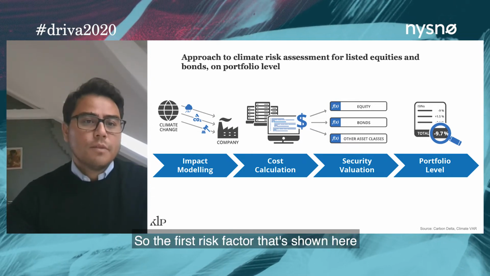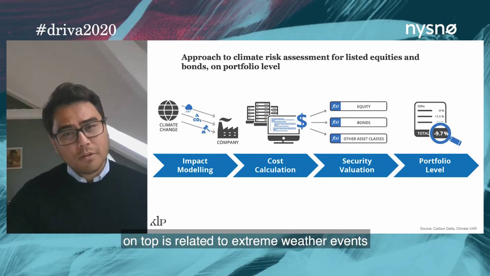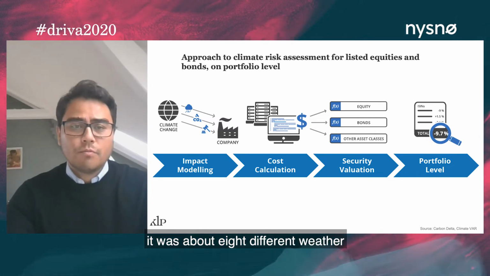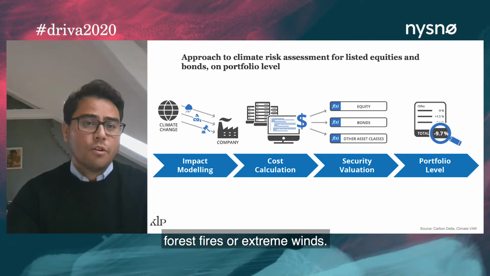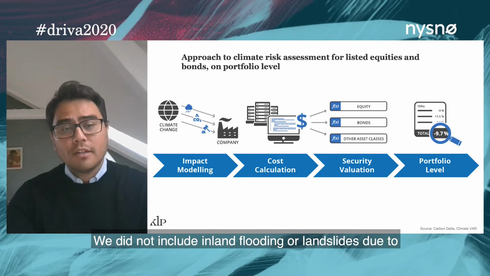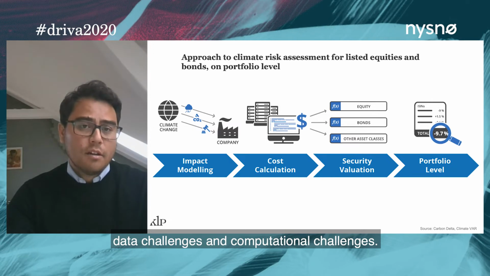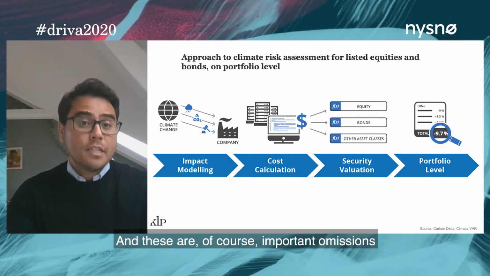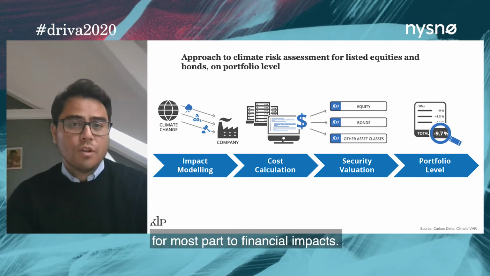So the first risk factor, which is shown here on top, is related to extreme weather events. And we incorporated, I think it was about 8 different weather-related hazards, such as inland flooding or forest fires or extreme winds. We did not include inland flooding or landslides due to data challenges and computational challenges. And these are, of course, important omissions from the model because they are quite correlated for the most part to financial impacts.